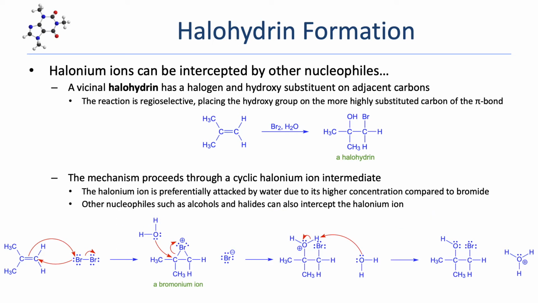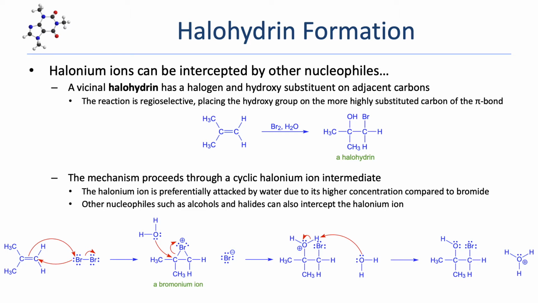The halonium ions that form during a halogenation can actually be intercepted by other nucleophiles. One example of this is the halohydrin reaction. A halohydrin is a molecule that has both a hydroxy and halogen substituent. The hydroxy group is introduced by the inclusion of water into the reaction. So here you can see that the reaction is regioselective, preferring to place the hydroxy group on the more highly substituted carbon of the pi bond.